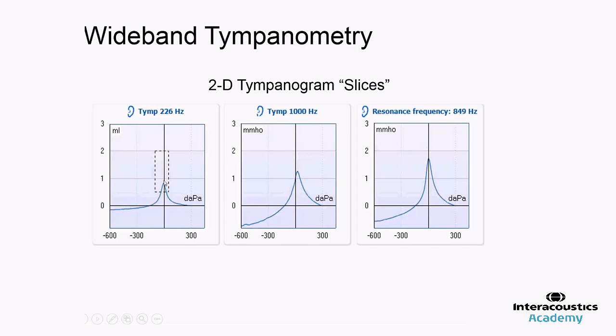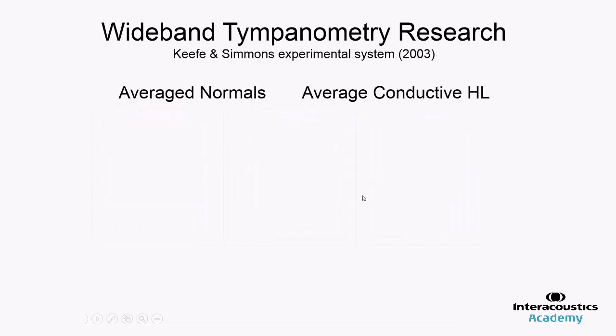So the far left tympanogram at 226 is showing an admittance of around 0.8 milliliters, and then at 1,000 hertz it's showing an admittance of about 1.3 millimhos. And then you also get an estimate of the resonant frequency. What this does is it examines the phase across frequencies, and it's able to measure the resonance frequency, which in this case is 849 hertz. Okay, so that's what the instrument does basically.